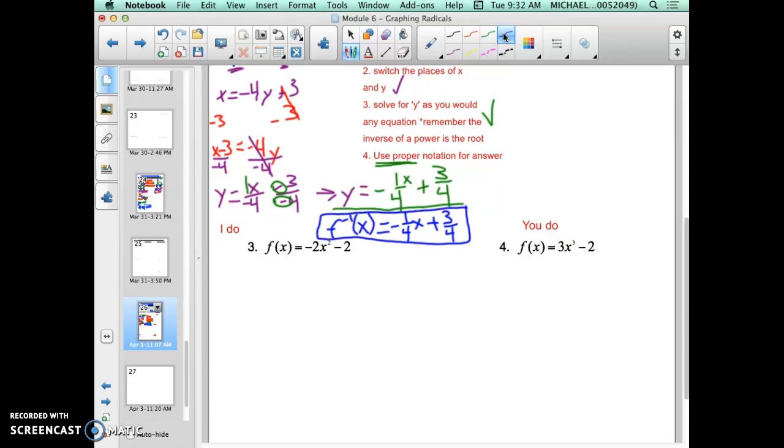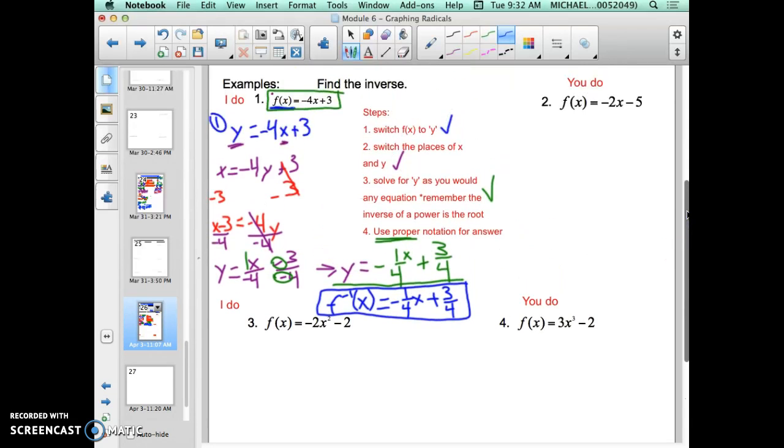Again, that process and your answer might look different. In this case, we had fractions. We won't necessarily always have fractions. It just was based off of the original function that was given to me. But I did step 4 as well. I used proper notation, inverse notation. I put f -1 of x, or the f inverse of x equals -1/4 x plus 3/4. So at this point, I am done.